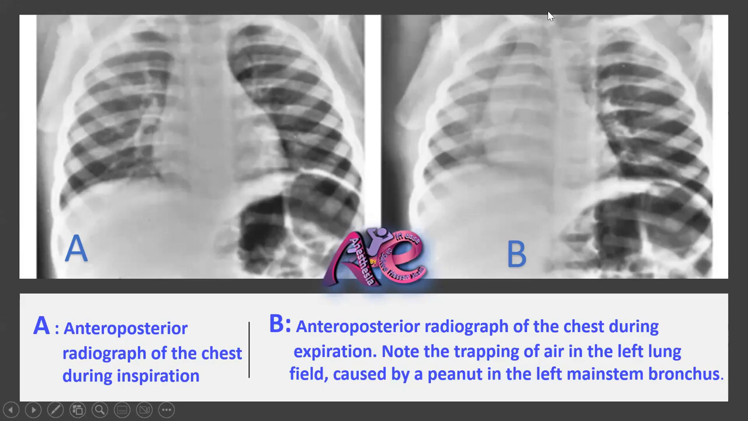And as we see, there is a mediastinal shift to the right side, caused in this case by a peanut in the left mainstem bronchus.